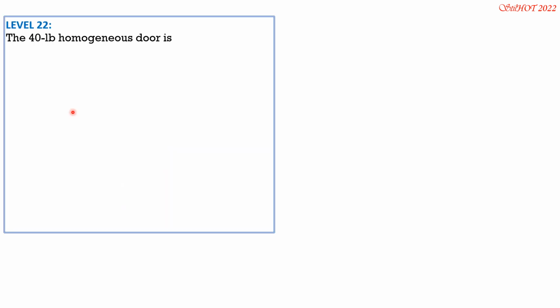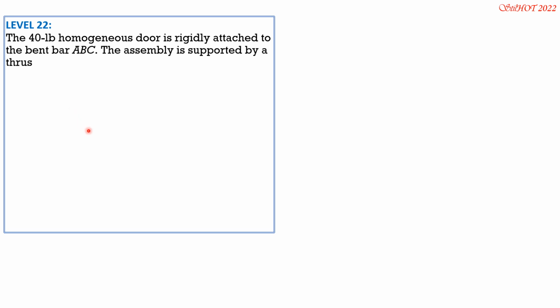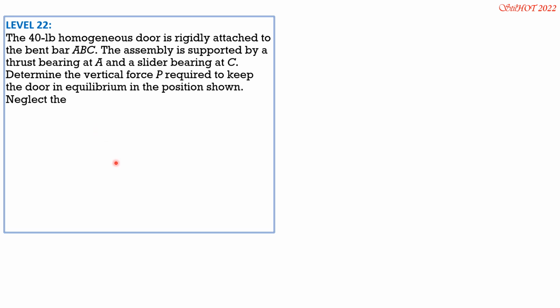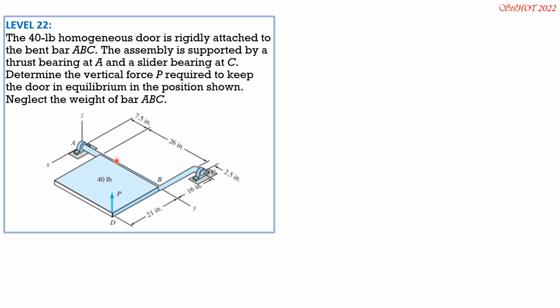The 40-pound homogeneous door is rigidly attached to the bent bar ABC. The assembly is supported by a thrust bearing at A and a slider bearing at C. Determine the vertical force P required to keep the door in equilibrium in the position shown. Neglect the weight of bar ABC. So the direct way of solving this problem is to sum up moment about an inclined axis, but I think you might not like that solution.